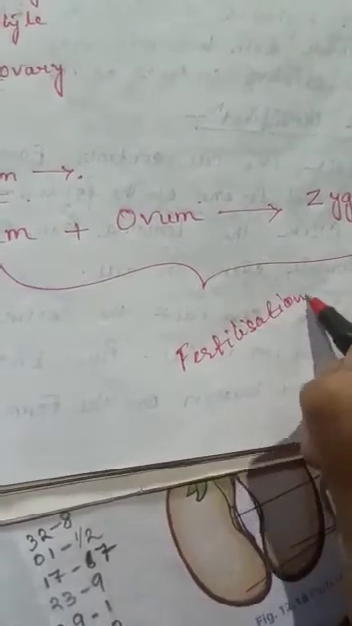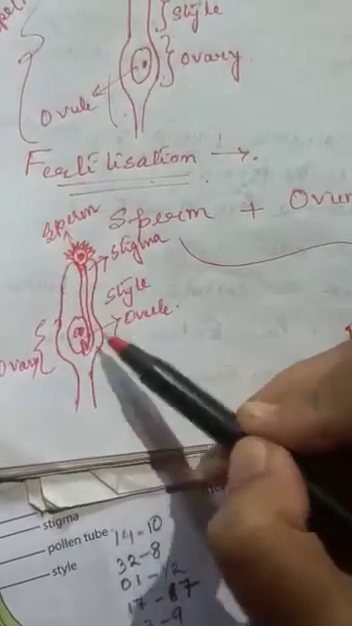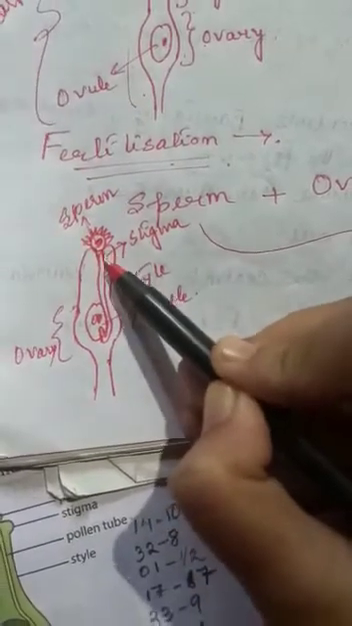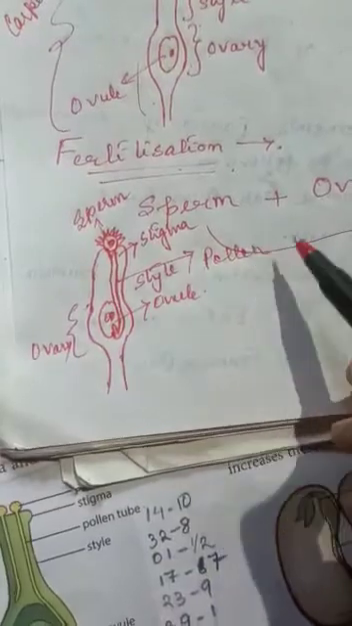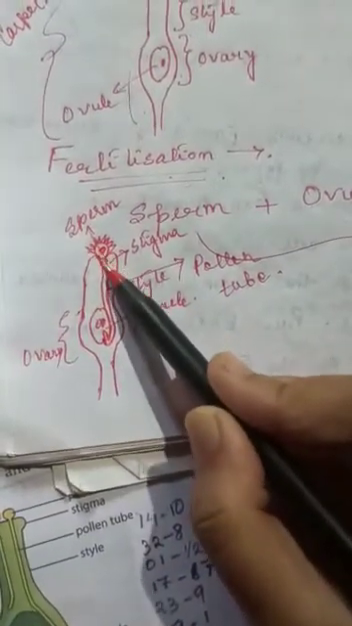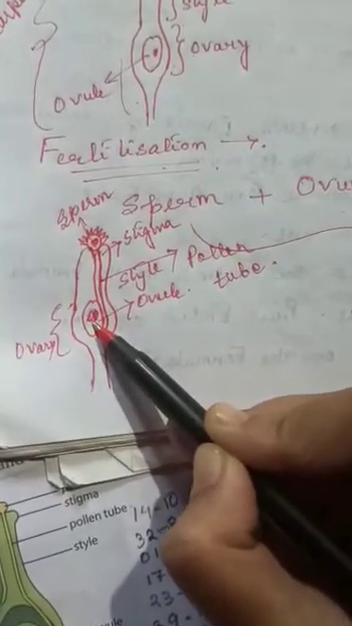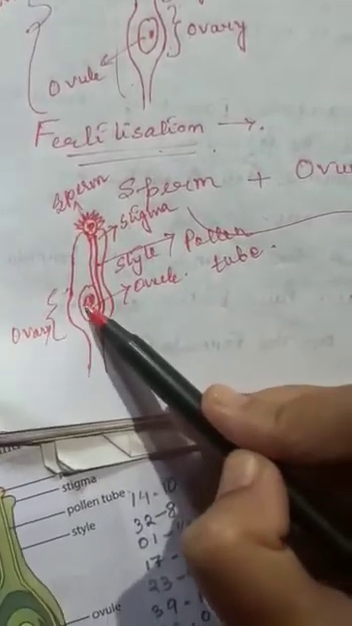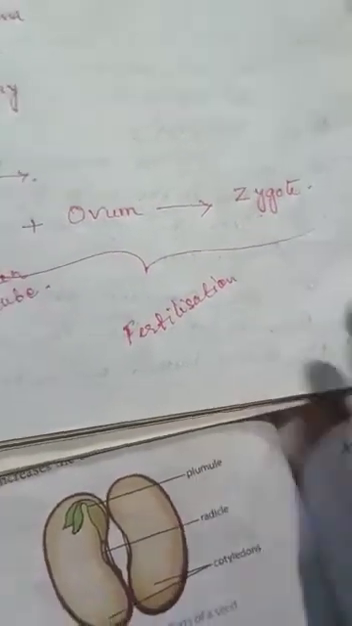Okay, actually what happens in fertilization? Say suppose this is the carpel, or pistil, and when the sperm comes in contact with the stigma of the carpel or pistil, it will form a long tube-like structure which is called the pollen tube. This pollen tube will allow the nucleus of the sperm to enter inside the ovary, which contains the ovule. Then the nucleus of the ovule and the nucleus of the sperm will fuse together, and after fusion it will give a zygote.